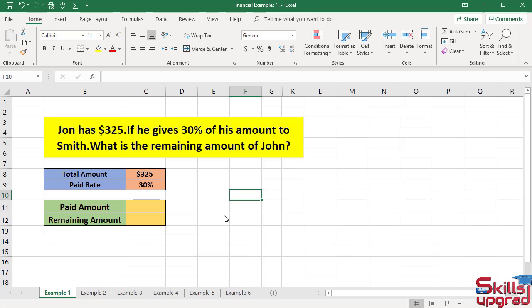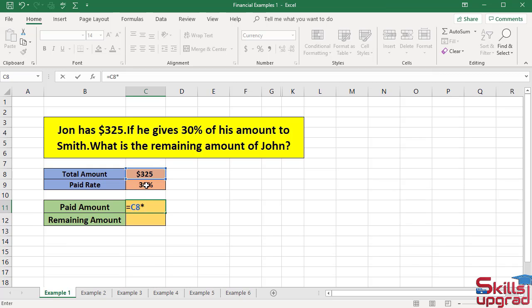To calculate paid amount, active cell reference C11, enter equal sign, multiply the values of these two cells. Click this cell reference, enter multiplication operator.